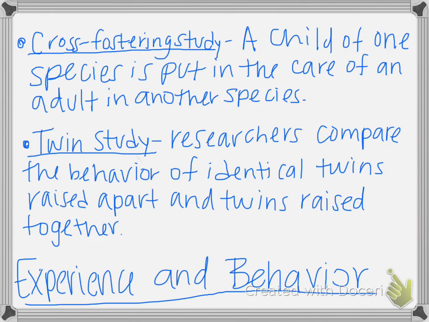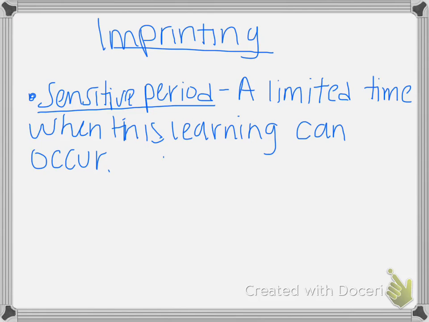One of the most powerful ways that environmental conditions can influence behavior is through learning. There are 6 types of learning. The first is imprinting. Imprinting is the formation at a specific stage in life of a long-lasting behavioral response to a particular individual or object. Imprinting is distinguished by having a sensitive period.